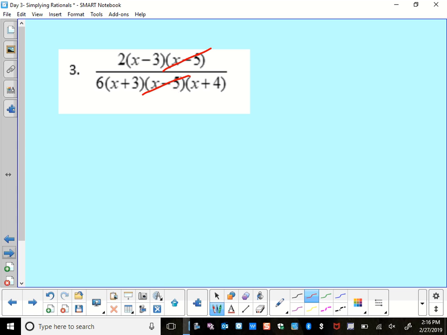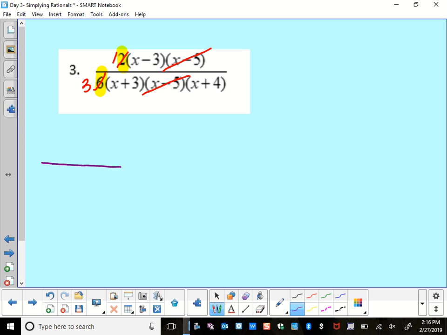Let's look at this 2 and this 6. No, we never want to distribute. That's making it longer. We're trying to get factors. In your calculator, type in 2 divided by 6, then math enter. 1 over 3. What's a 3?